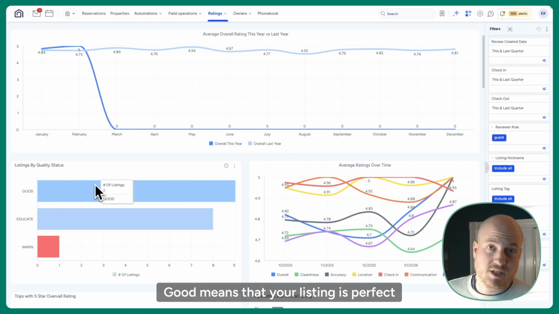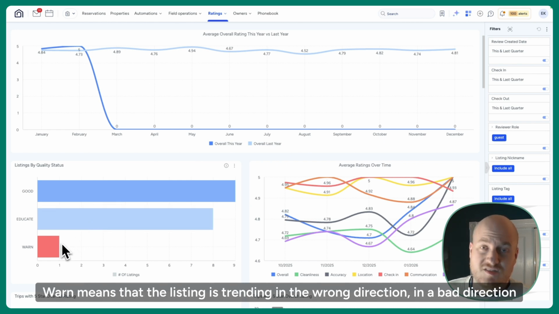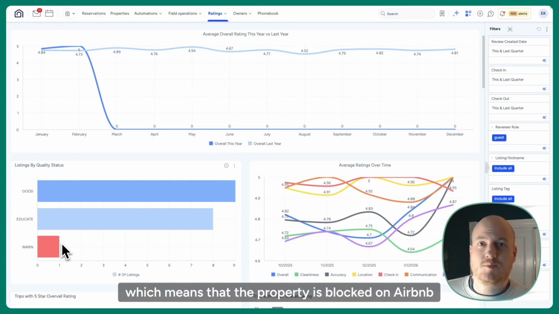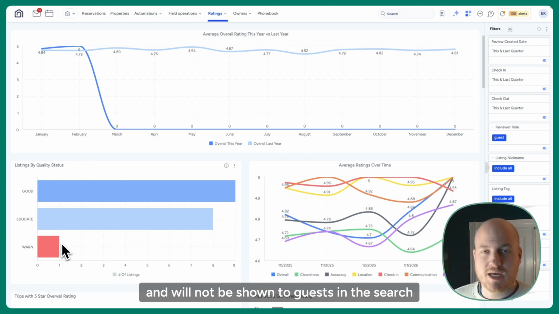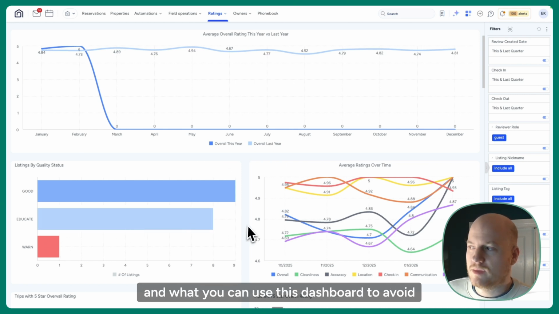Good means that your listing is perfect. Educate means that your listing is doing well, but you need to improve it. Warn means that the listing is trending in the wrong direction, in a bad direction. There's actually one last status called probation, which means that the property is blocked on Airbnb and will not be shown to guests in the search. Obviously, this is what you want to avoid and what you can use this dashboard to avoid.